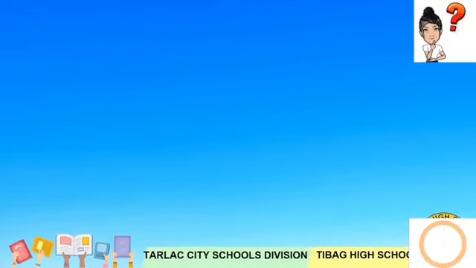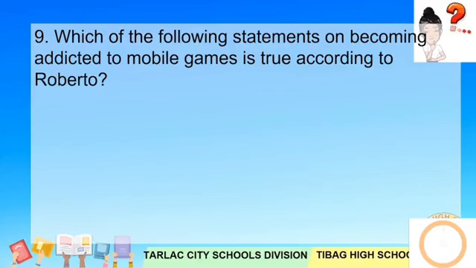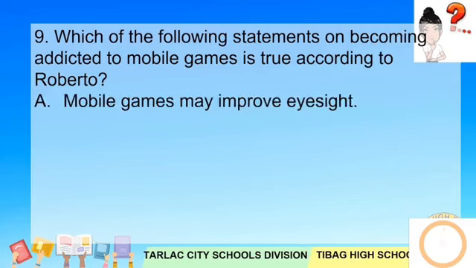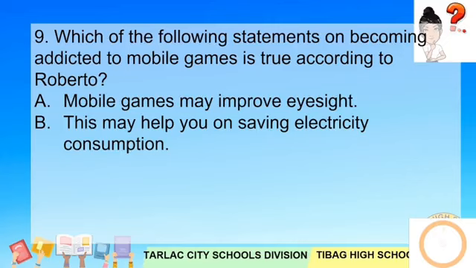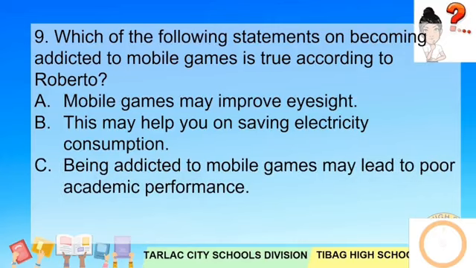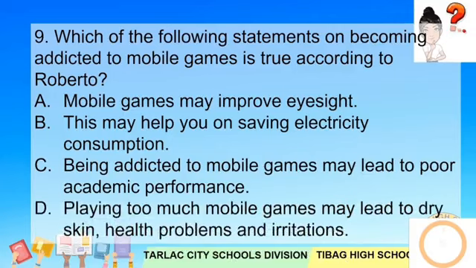Let us now proceed to number 9. Which of the following statements on becoming addicted to mobile games is true according to Roberto? A. Mobile games may improve eyesight. B. This may help you on saving electricity consumption. C. Being addicted to mobile games may lead to poor academic performance. Or D. Playing too much mobile games may lead to dry skin, health problems, and irritations.